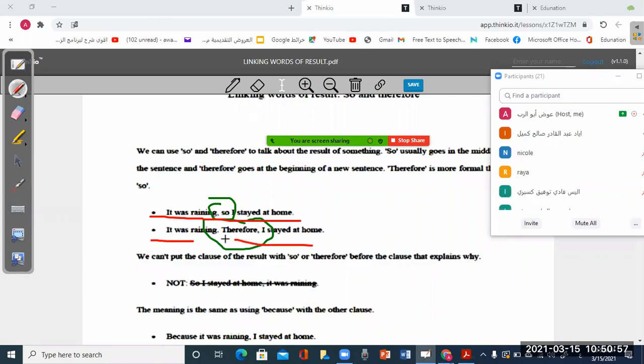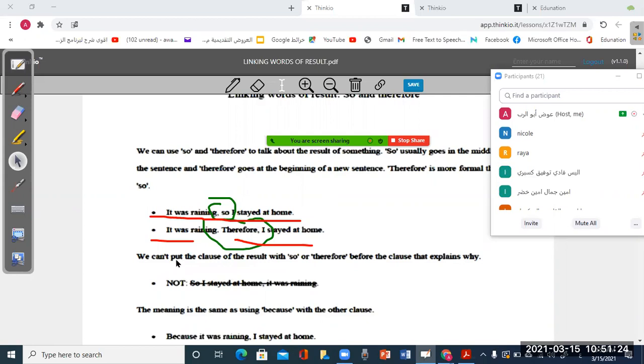Now, what's the rule for therefore then? In the middle of the sentence, comma before the linking word. Okay. And a full stop after it. So it's not in the middle of the sentence. It's between 2 sentences. Look at it here. Therefore goes at the beginning of a new sentence, in the middle of 2 sentences. Now, the other difference is that therefore is formal English, not informal.